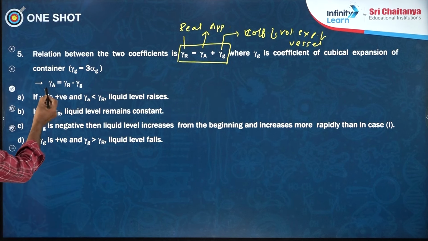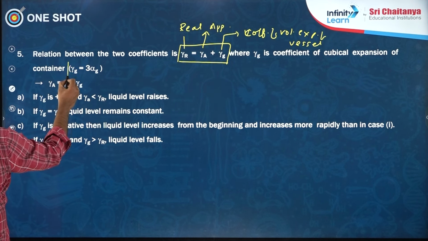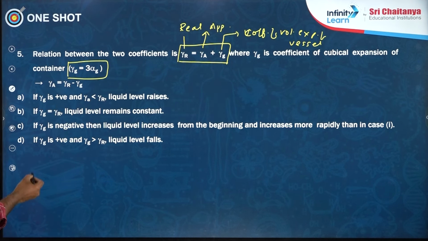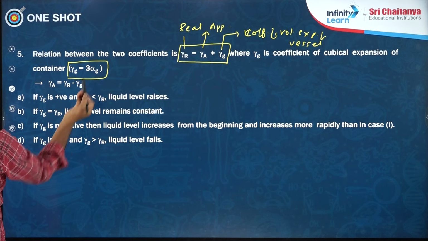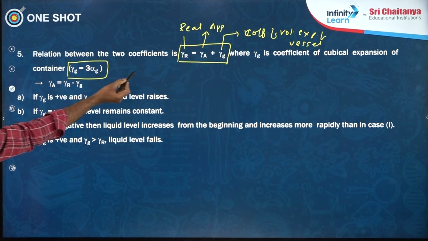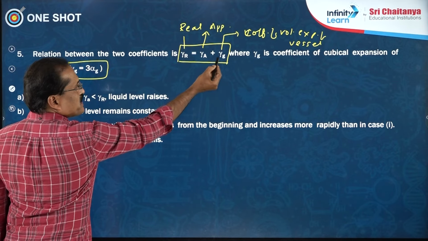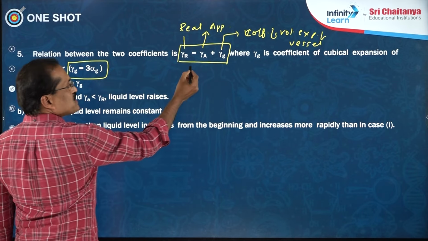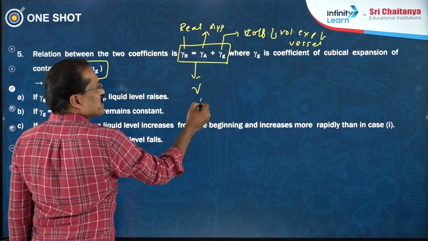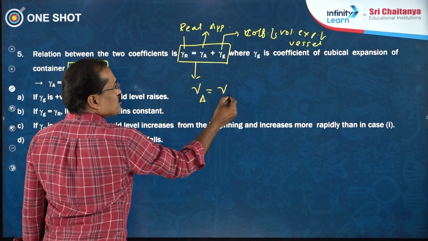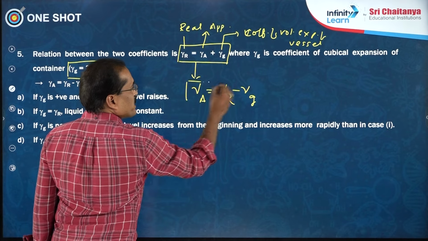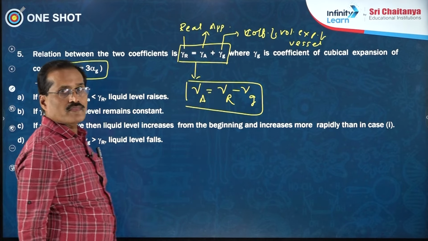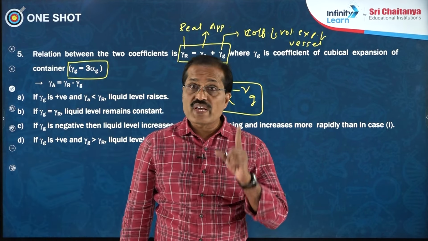Now, we all know from the expansion of solids that the volume expansion of a vessel, which is glass or a solid, is 3 times alpha. From gamma r is equal to gamma a plus gamma g, in most of the questions we use this formula for gamma a: gamma a is equal to gamma r minus gamma g. Children, a very, very important point to remember here, for a given liquid.